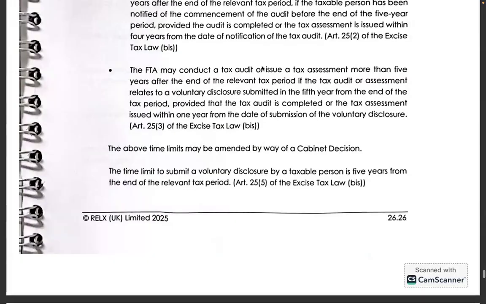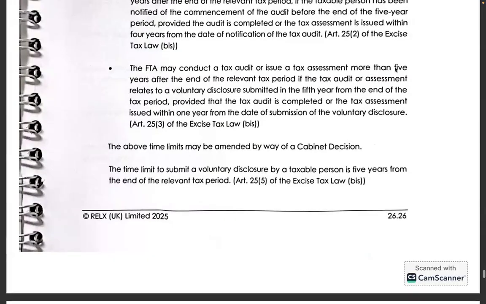The FTA may conduct a tax audit or issue a tax assessment more than 5 years after the end of the relevant tax period if the tax audit or assessment relates to a voluntary disclosure submitted in the fifth year. This is very similar to what we read in the VAT as well. It's the very same. So in the fifth year, there was a voluntary disclosure. Now the audit can continue beyond 5 years as well, provided that it is completed or the tax assessment is issued within 1 year from the date of submission of the voluntary disclosure.